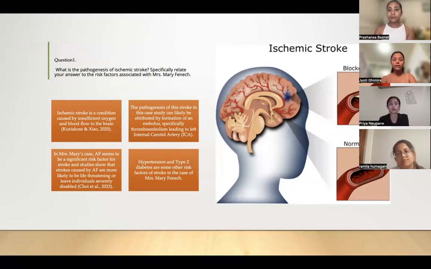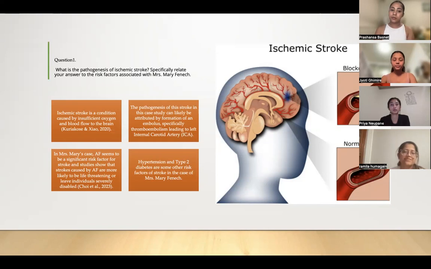AF is a common cardiac arrhythmia characterized by irregular and rapid heartbeats in the atria. The left atrium may develop blood clots because of the atria's inability to contract efficiently in AF. These thrombi can then embolize, meaning they can break free from the heart and travel through the bloodstream. Blood flow can be disrupted and clot formation risk is increased by irregular heartbeats in AF.